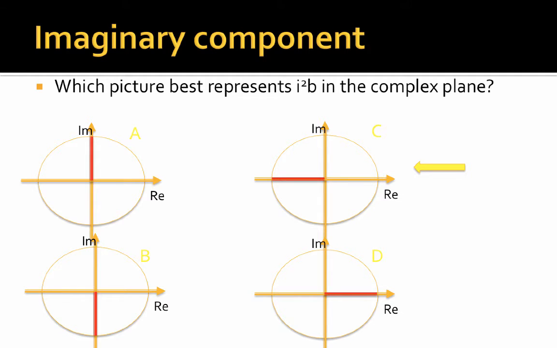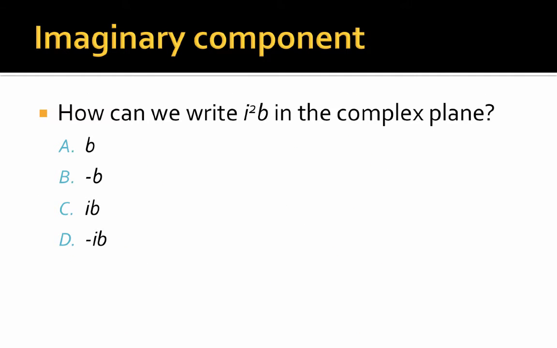And what you'll see is that i squared times b would be a rotation of b by 90 degrees. In other words, b being just a positive value, magnitude b, rotation by 90 degrees, rotation by 90 degrees again, and we get a line in this direction. Another way of thinking about this is looking at how we write i squared b in this complex plane.